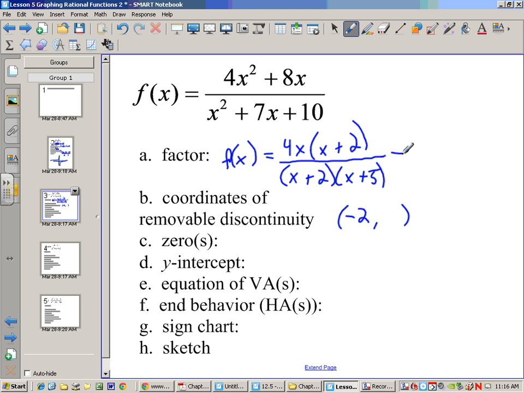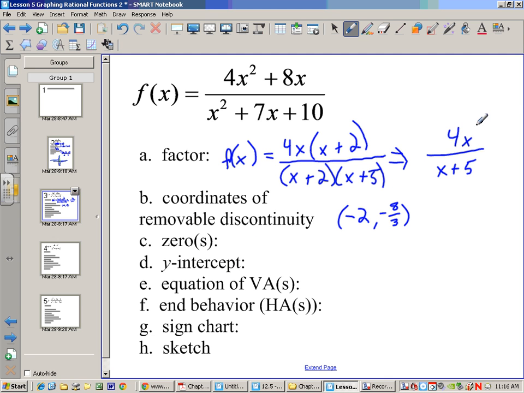To solve for the y, I would simplify this, and it would be 4x over x plus 5. So if I plug in a -2, that would be -8 over 3, which we can just write as our answer. It would be -2 2/3.